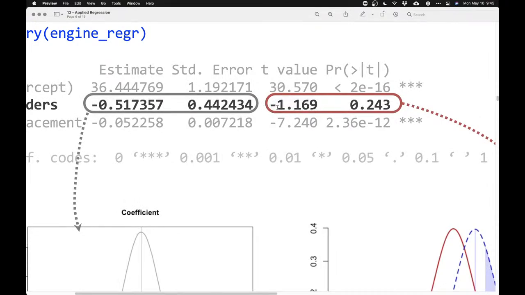So here they basically compute a t-value using the estimate, and they ask how far this estimate is from zero. They divide it by, they do the whole t-test formula using the standard error as well. And this is the t-value they get, minus 1.169. And this is the corresponding p-value for a two-tailed distribution.